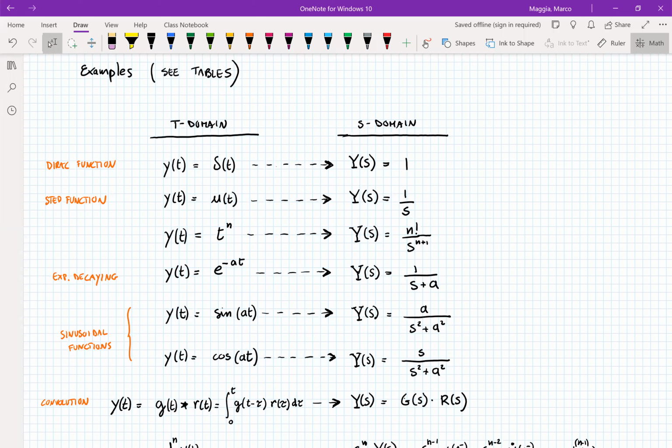So let's start with the simplest of them all, which is called the Dirac function or impulse function. In the time domain, it's not really a function. The impulse is a little bit of a weird thing. It's defined as a function that has an infinite height but 0 width, but the area is equal to 1.